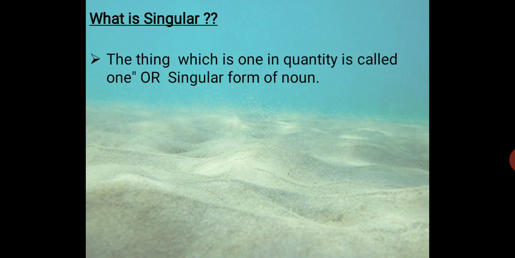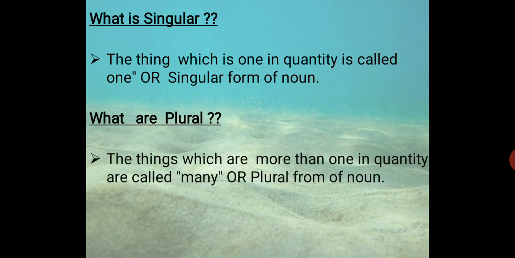Let's see the definition. What is singular? The thing which is one in quantity is called one or the singular form of noun. Means whenever you find the noun in one quantity, it is called the singular form of the noun. What is plural? The things which are more than one in quantity are called many, or you can say the plural form of noun. Means whenever you find the same kind of nouns in more than one or in a group, then you can say that they are in a plural form.